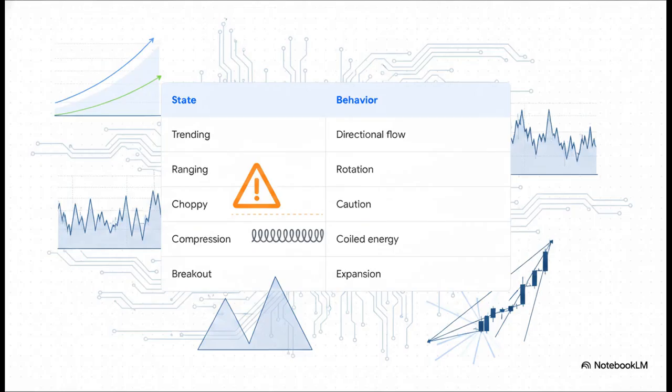Now, what's really interesting about this matrix is how it fundamentally changes how a trade is processed. The exact same trading idea will be handled entirely differently depending on which of these 5 states is currently active. Think about applying this to your own trading. If the market is trending, the system might aggressively participate in directional flow. But if it reads choppy, noisy conditions, it exercises extreme caution. If it senses compression, it prepares for that coiled energy to release. It's contextual intelligence in action.